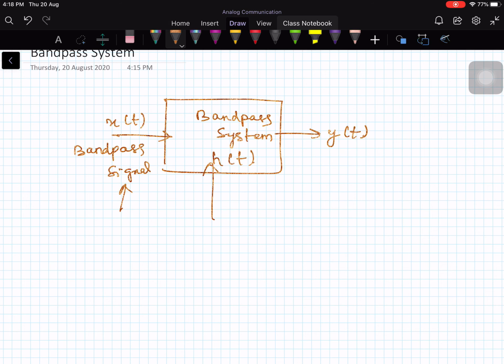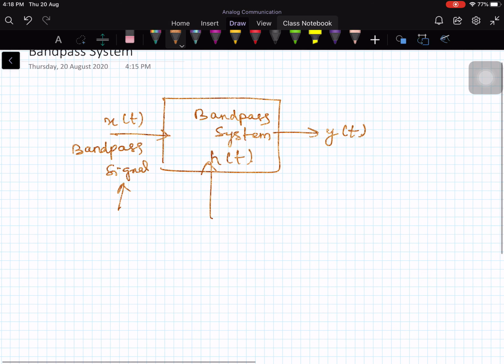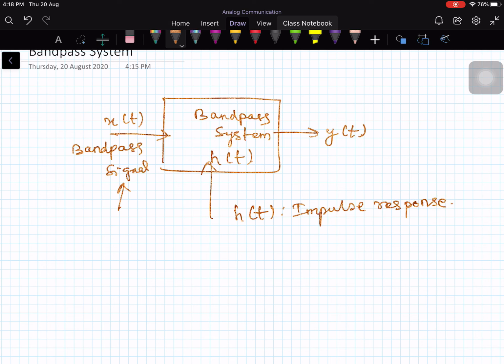Let's say the bandpass system has an impulse response h of t. You are feeding an input signal x of t, which is bandpass in nature. You are familiar with the bandpass filter, right? It will pass a certain set of frequency components in the neighborhood of some center frequency. So a bandpass filter always operates around a center frequency called f naught. If the input doesn't have any frequency components in the neighborhood, the output of the filter will be identically 0.